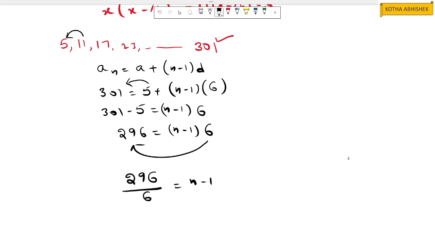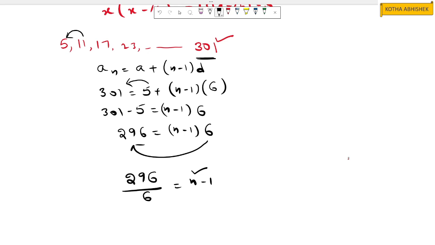to n minus 1. Now whether this n will exist or not, otherwise whether this 301 is a term of the given progression or not, will be decided by this value only, 296 by 6. If it is a normal whole number, then 301 is a term of the given AP. If this 296 by 6 is not a whole number, like it is a fraction or a decimal or a negative number, then 301 is not a term in the given arithmetic progression.